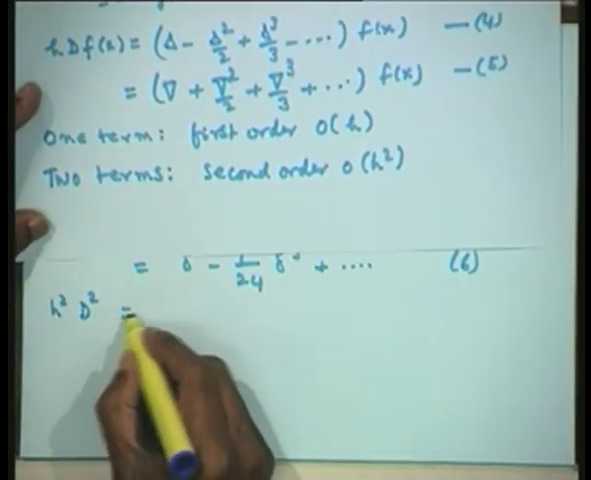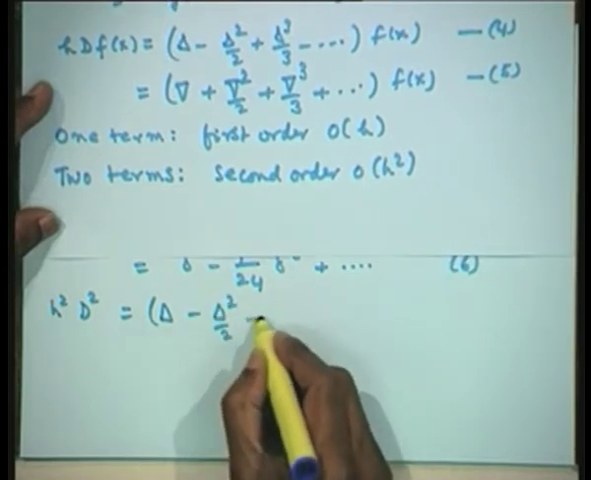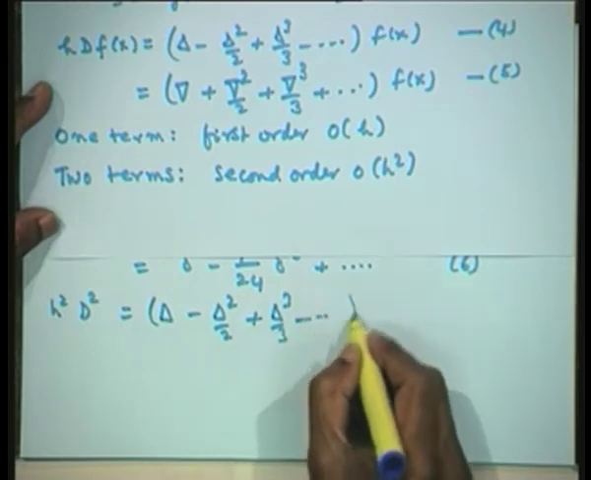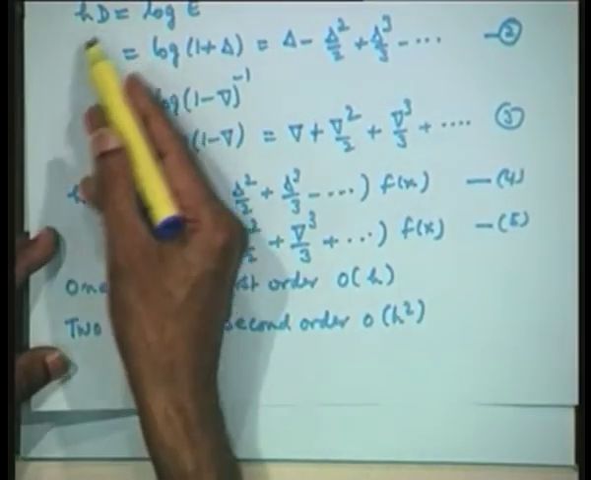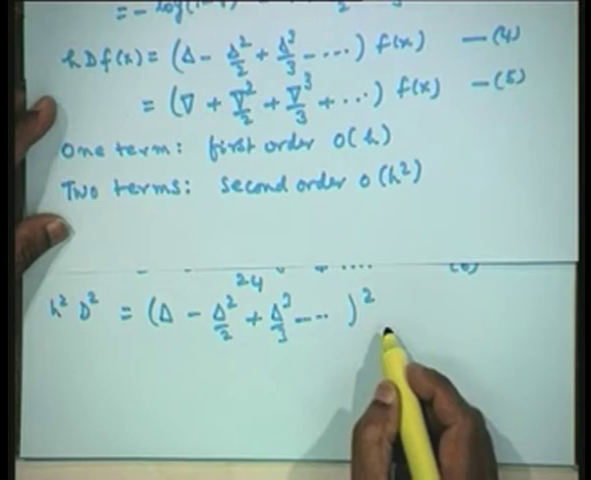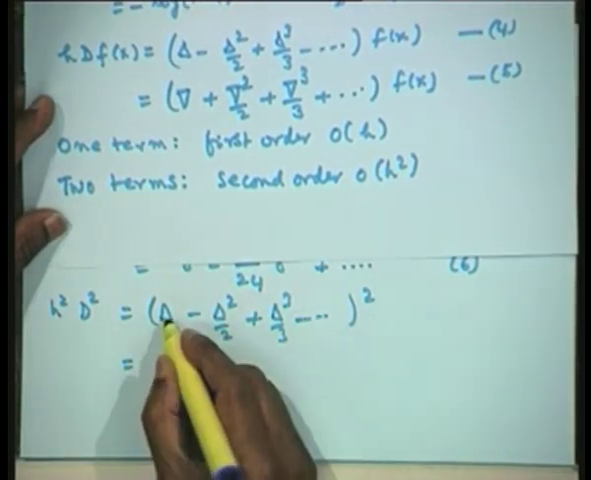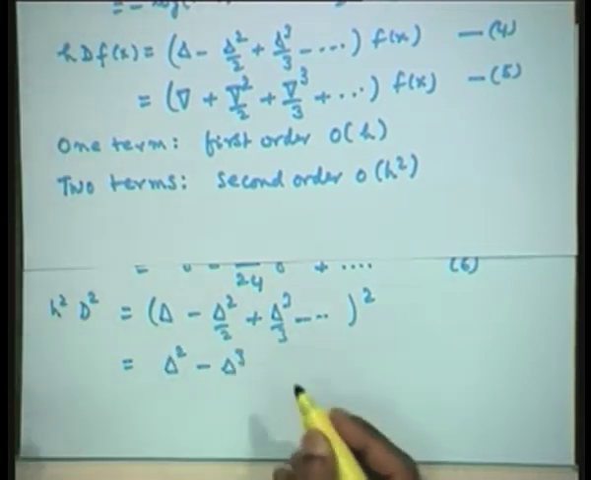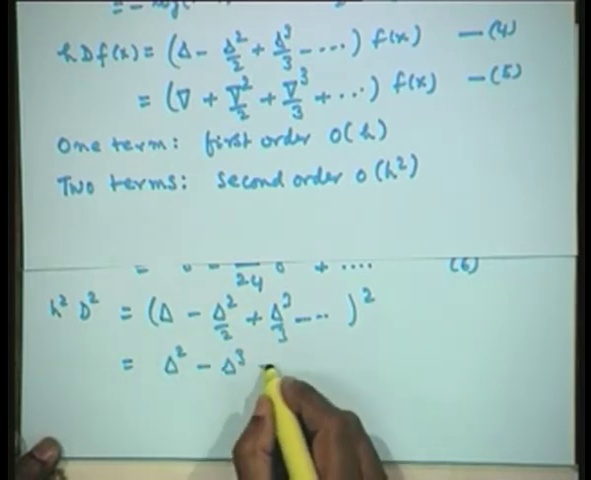Therefore it will be simply the square of this: delta, delta squared by 2, delta cubed by 3, and so on, whole squared. So I just have to take the square of this, the hD operator being pre-multiplied once more. So I will simply have the square of this operator. That means, let us open it up, delta squared, the product of this is delta cubed. I am writing the first 2 terms: delta squared, 2 times this one, that is minus delta cubed, plus so on.